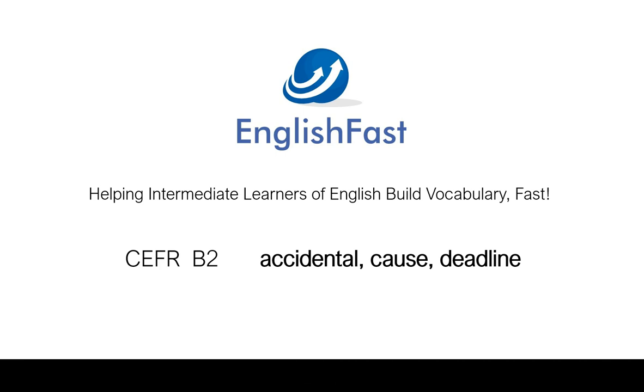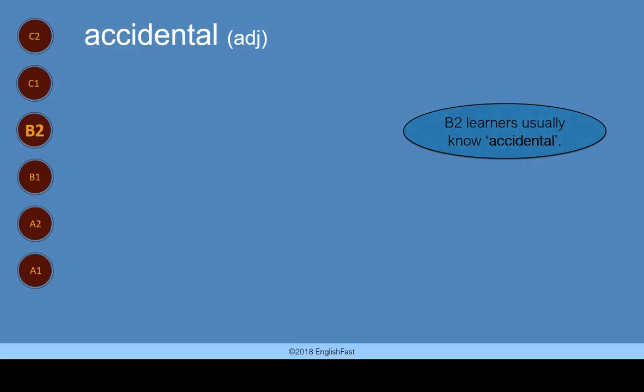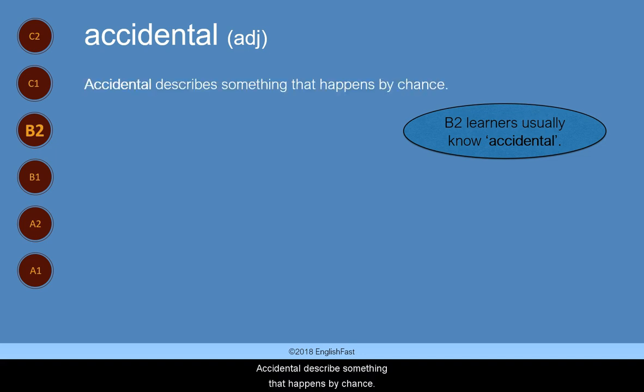CEFR B2: accidental, cause, deadline. Accidental. Accidental is an adjective. B2 learners usually know accidental. Accidental describes something that happens by chance.